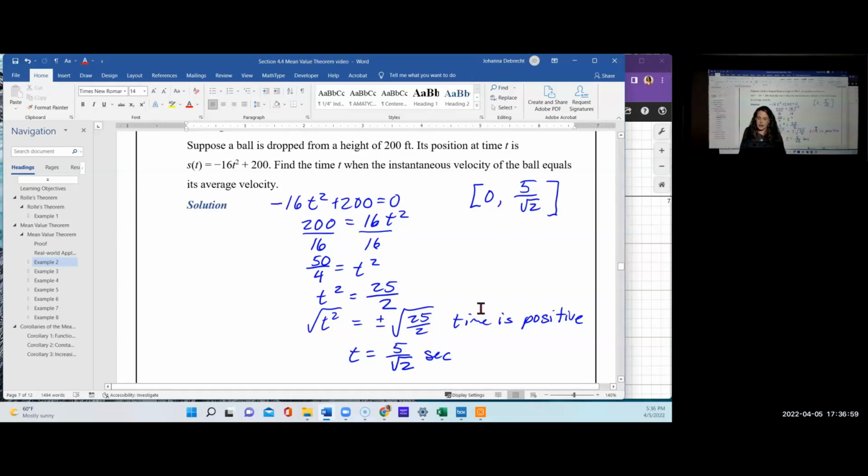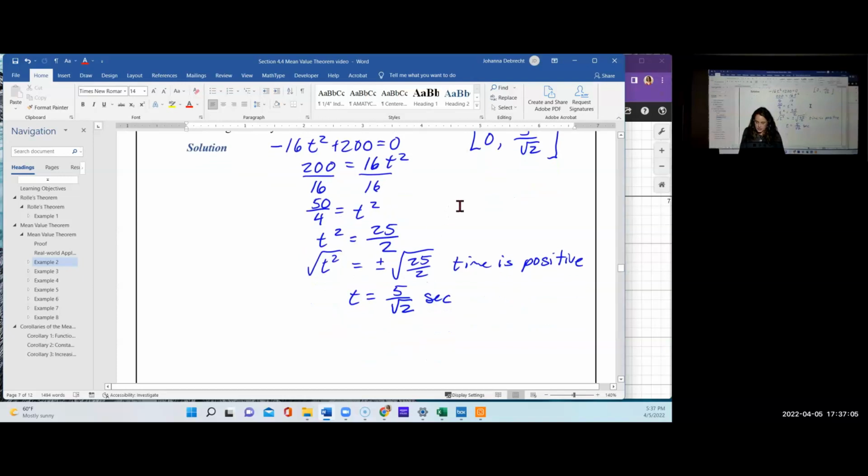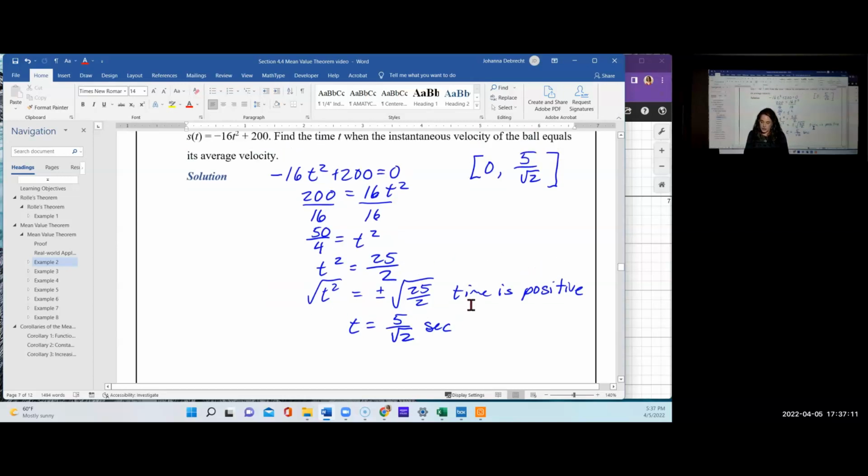Now I want to find the average velocity, and I'll need to find the instantaneous as well. So what is my average velocity? My average velocity is going to come from the 2 endpoints. This is 0, 5 over the square root of 2, or actually, I've got it written backwards.